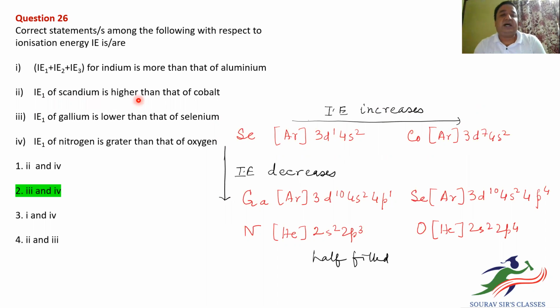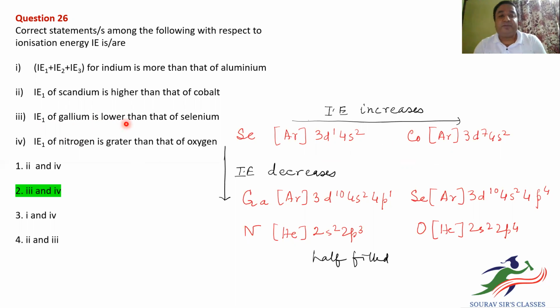IE of scandium is higher than that of cobalt. For that, simply write the electronic configuration. And as you can see over here, scandium is on the left-hand side of the period. Cobalt is on the right-hand side of the period. D electrons have poor shielding effect. So obviously, IE will increase because there will be some amount of contraction happening as we go along the period. And we know as Z effective increases, the contraction increases, so ionization energy also will increase. So scandium will have a lower ionization energy than that of cobalt.